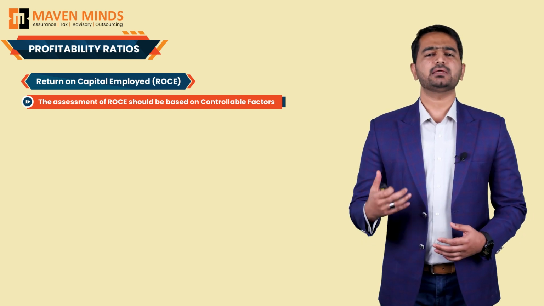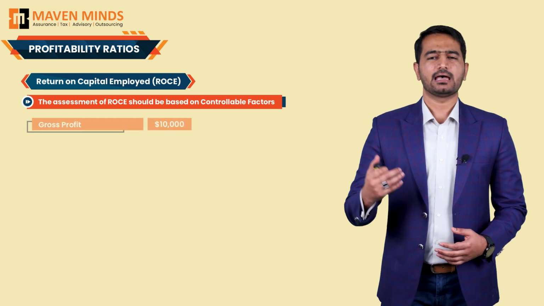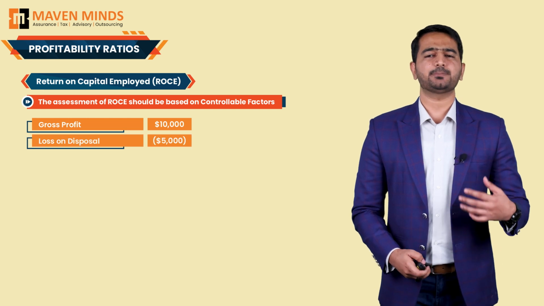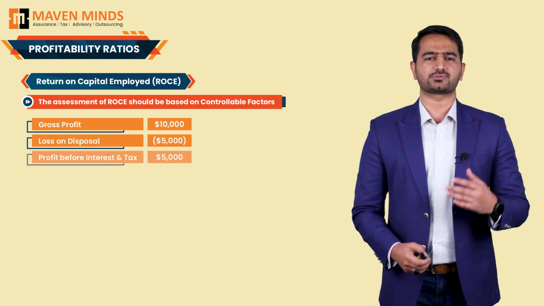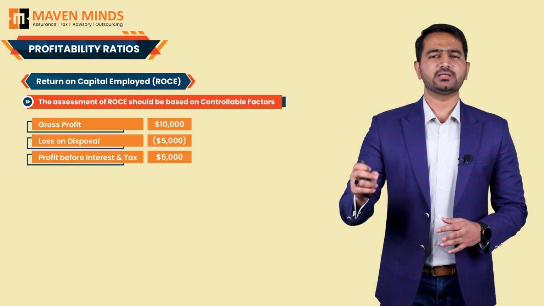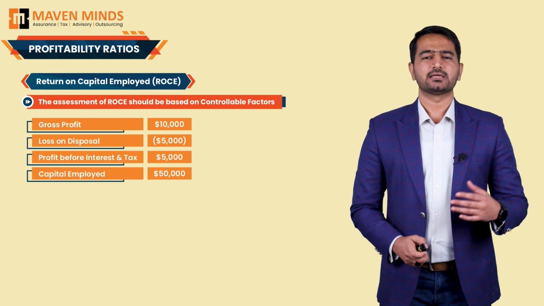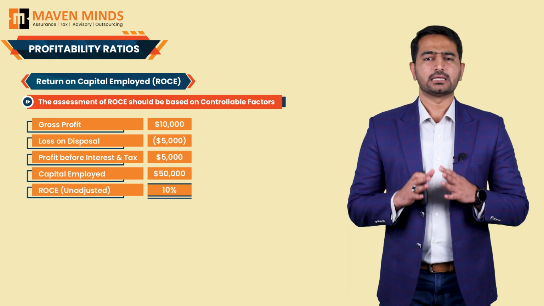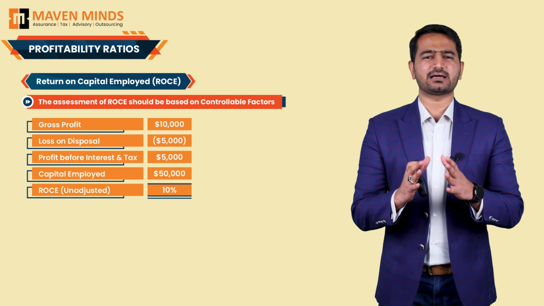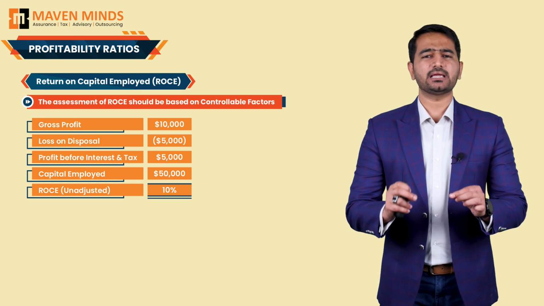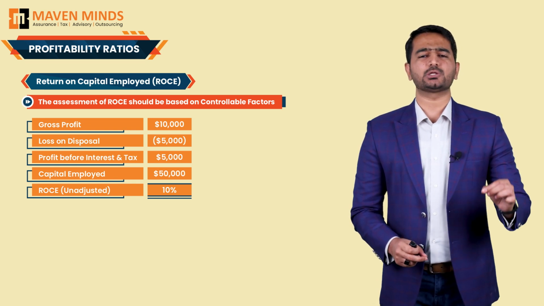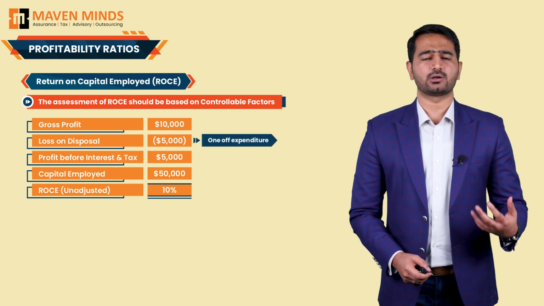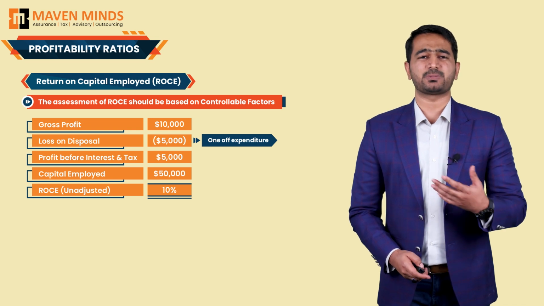Suppose a company had a gross profit of $10,000 and it suffered a one-off disposal loss of $5,000, resulting in a profit before interest and tax of $5,000. Assume their capital employed was $50,000, their return on capital employed would appear to be 10%. However, here you need to assess the company's performance correctly. Here, it is quite evident that the profit and loss account includes a one-off expenditure. You cannot base the appraisal of your management or the board of directors on a one-off expenditure.